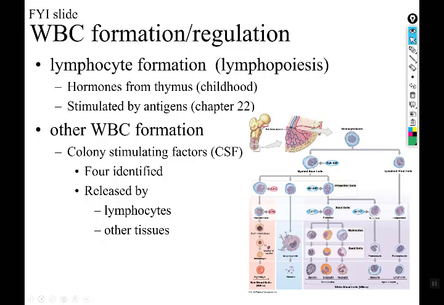But the basic idea here is that lymphocyte development is regulated by the thymus during childhood, and that's because you're acquiring all of your various immunities during childhood. Other white blood cells are activated by colony-stimulating factors. So that's what you're seeing here, here, and here, as well as here. These are released by lymphocytes and other tissues. So the release of the colony-stimulating factors actually allows fine-tuning of which stem cells are differentiating into which cells, so you can make them according to need, which is nice.